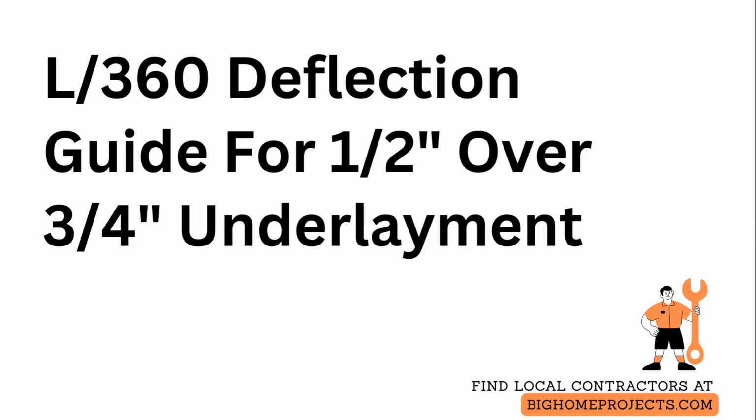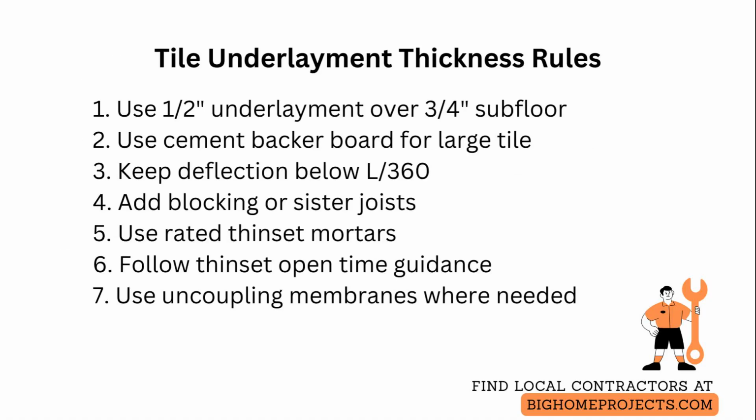Adequate tile underlayment thickness is the single most important factor for preventing tile cracking because it controls subfloor stiffness and deflection. For most wood subfloors, the practical thumb rule is 1/2 inch underlayment over 3/4 inch structural subfloor to achieve the stiffness tile needs, and for larger format tile or natural stone, you should move to cement backer board sized to the tile and installed per manufacturer recommendations.